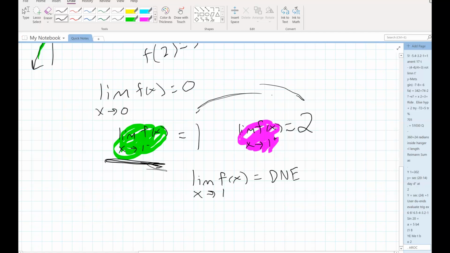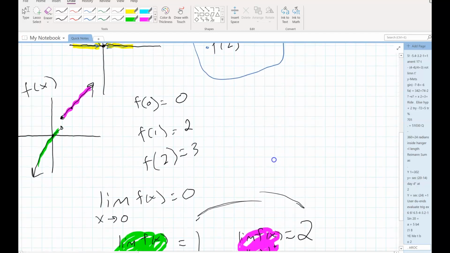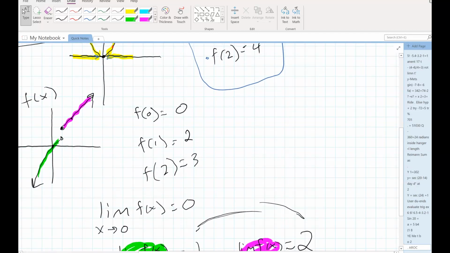From the left, it's saying I'm approaching 1. From the right, it's saying I'm approaching 2. They can't come to agreement. So if I approach 1 from both sides at the same time, the answer is does not exist. Okay? So that's the idea of a limit.